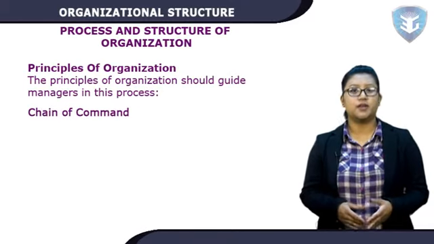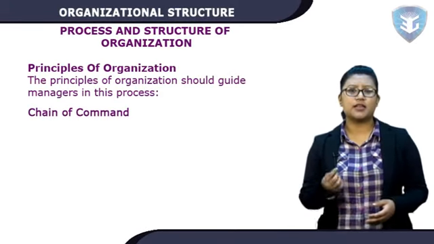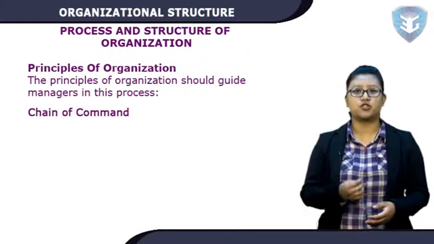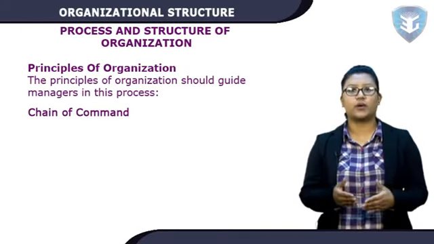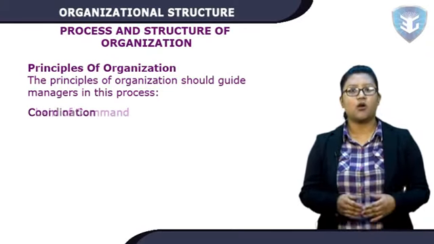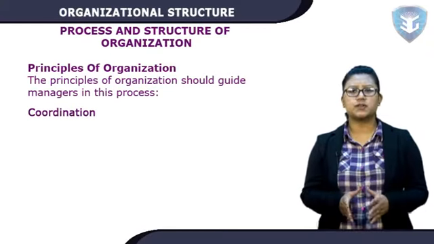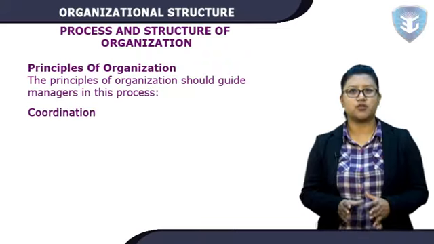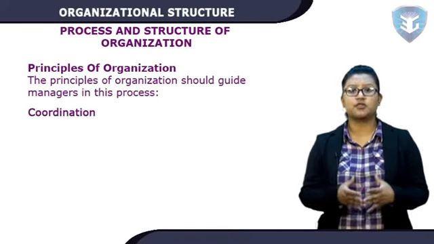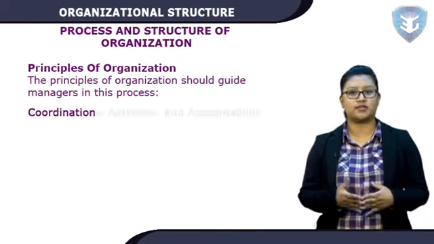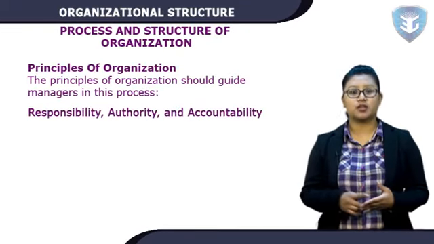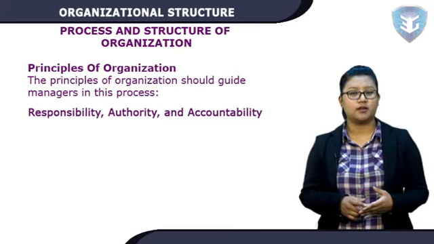Chain of command. Chain of command states that a clear, unbroken chain of command should link every employee with someone at a higher level, all the way to the top of the organization. Coordination. Coordination means that all departments and sections should work together to accomplish the strategic, tactical and operational goals of the organization. Responsibility, authority and accountability.